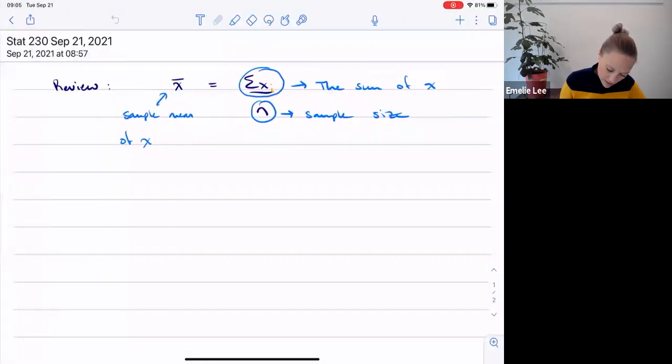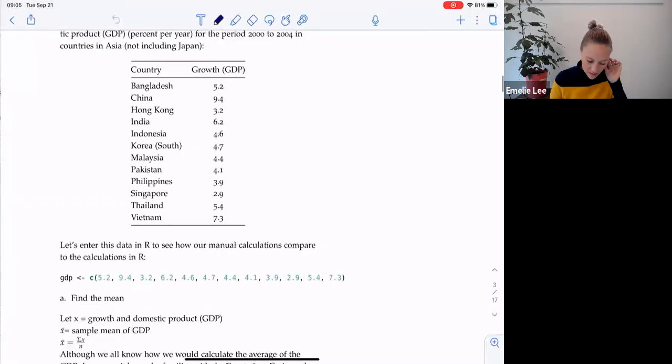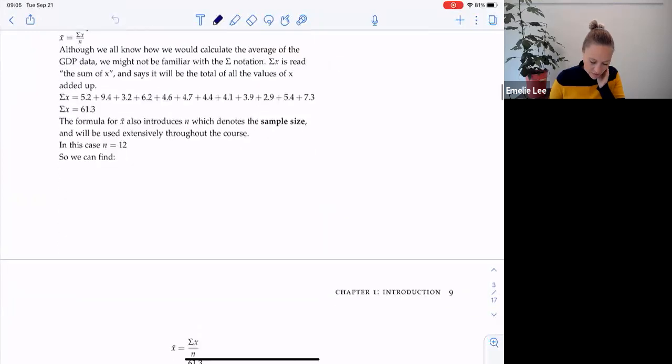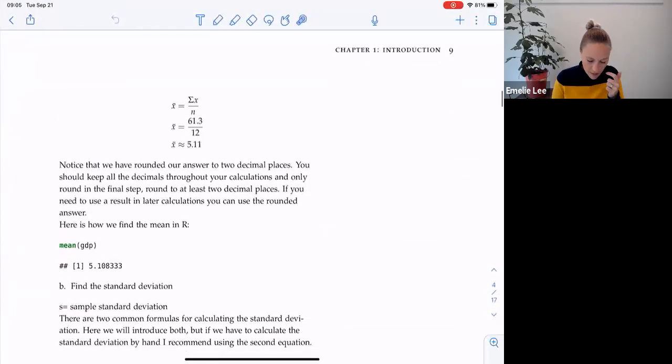I'll call that the end of the review. Not much of a review, but it kind of gets us going at least. And so let's go back to these notes here. So we found the mean, and we even confirmed it using R.